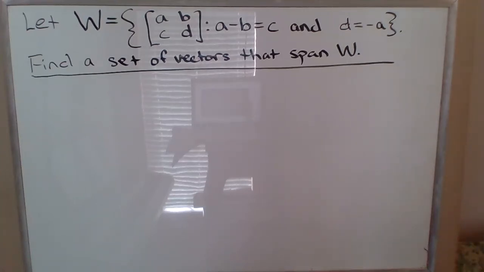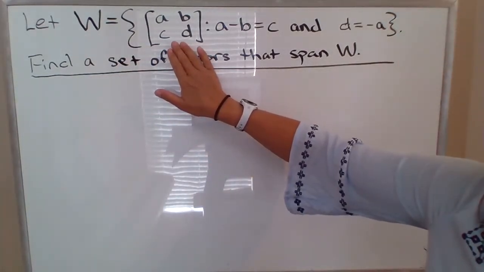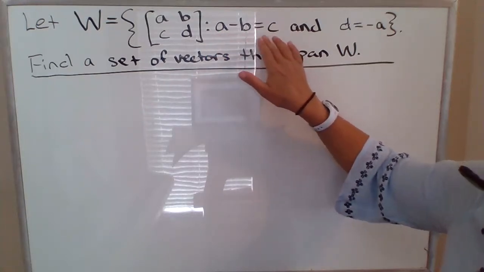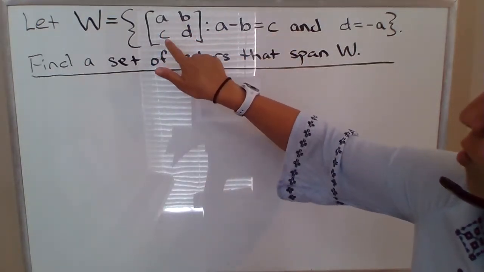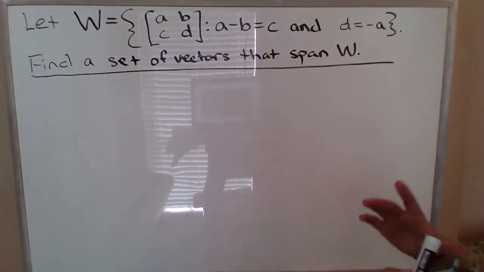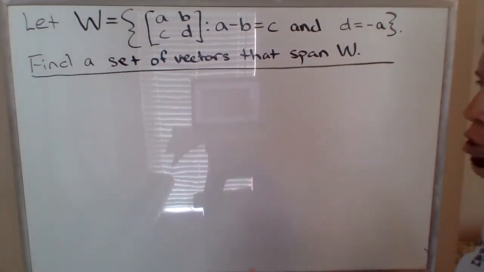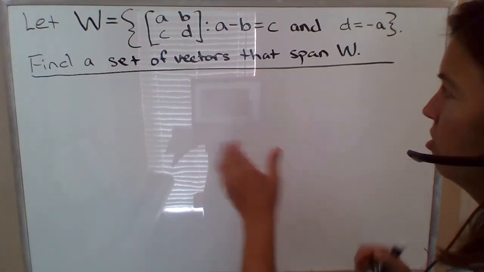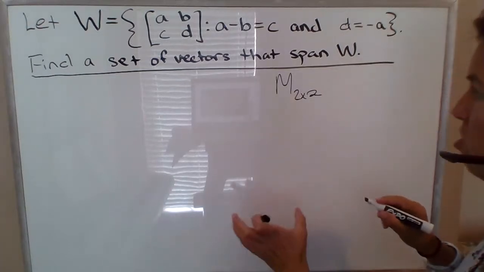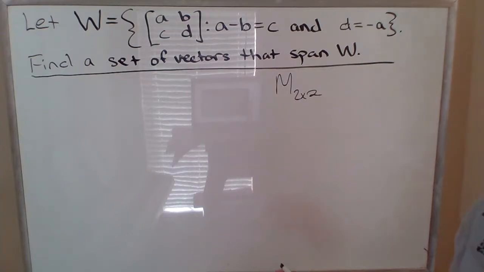In this example, we're given a set, W, containing all of these 2 by 2 matrices such that A minus B equals C, so the difference between these two entries equals C here, and D equals negative A. So we've got a subset of the collection of all 2 by 2 matrices, M 2 by 2, but with the specific 2 by 2 matrices that satisfy these two equations. Okay, so that's the subset that we're talking about.